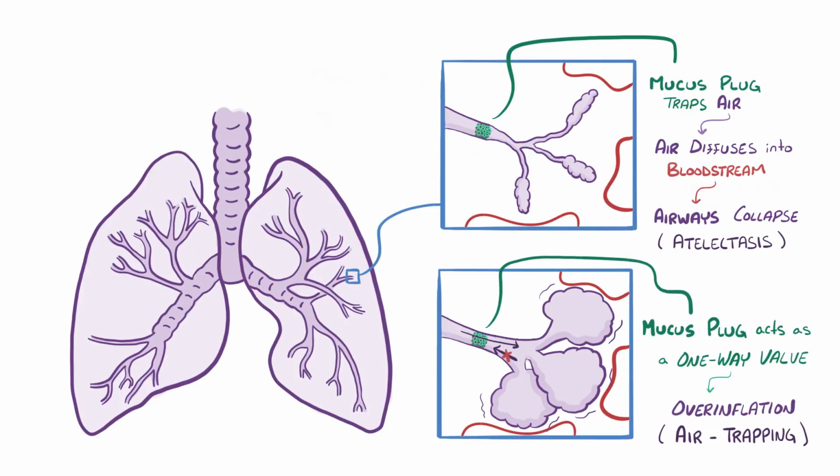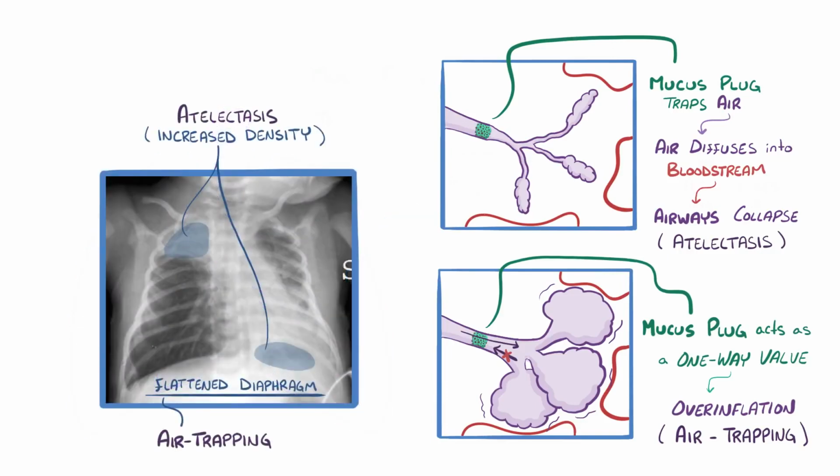Both atelectasis and air trapping can sometimes be seen in different regions of the lungs at the same time, like in this chest x-ray. Atelectasis and air trapping both reduce the lungs' ability to bring in oxygen and get rid of carbon dioxide. Over time, a serious RSV infection can lead to hypoxemia, which is a decreased oxygen content in the blood.